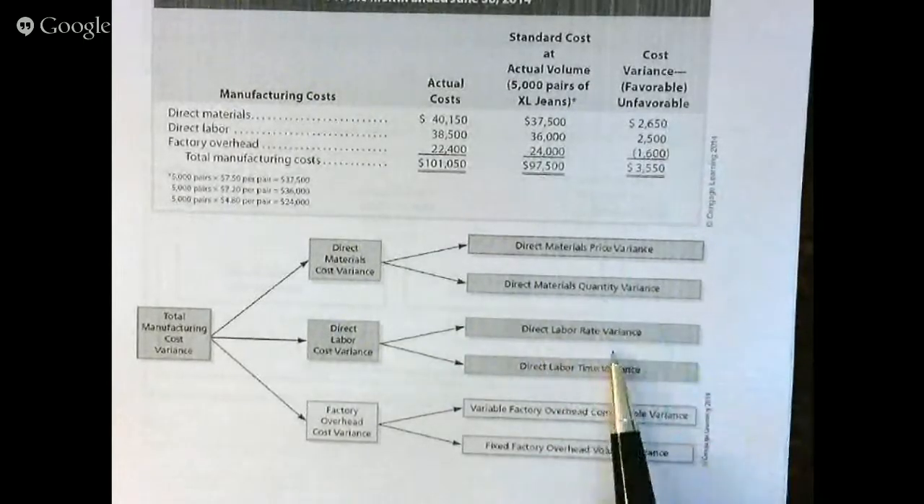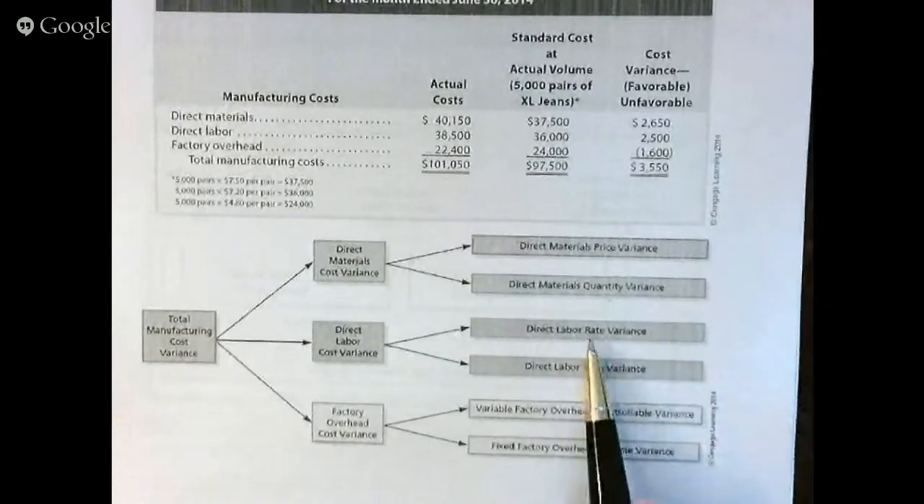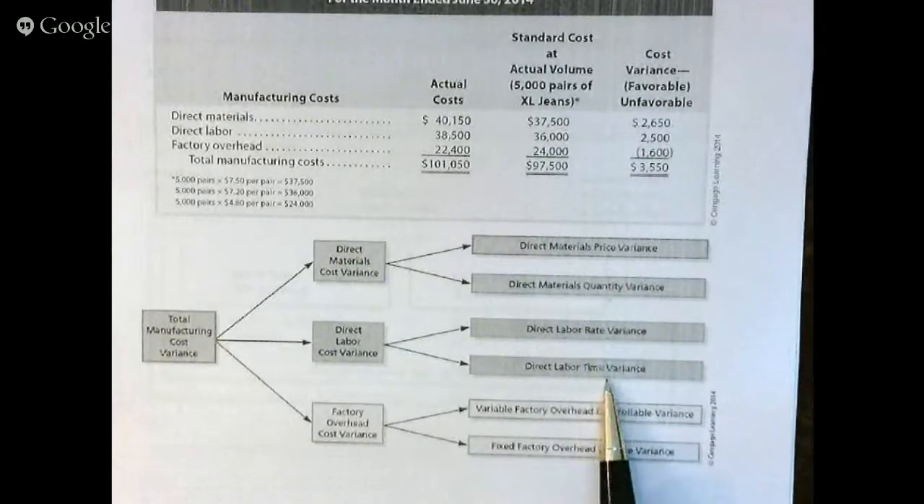Same thing with direct labor. Did we use the right personnel for the jobs at hand? Did we pay the people the right amount? Did we assign the right people to do the task to make the jeans? And did those folks that were assigned complete the production task in the units that we had planned? And the same thing goes with factory overhead.